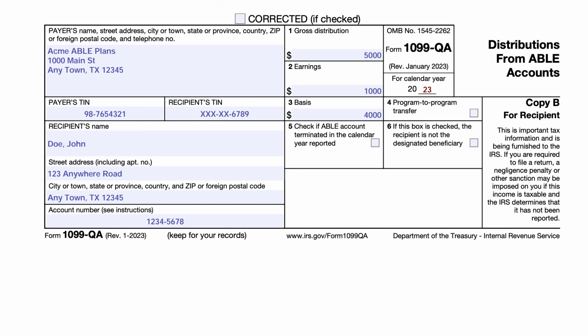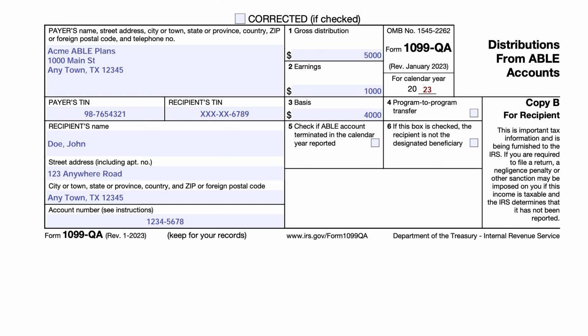In this video, we'll be going over IRS Form 1099-QA, distributions from ABLE accounts. So in 2014, Congress passed a law that allowed certain tax-advantaged accounts to be established on behalf of persons with a qualifying disability.